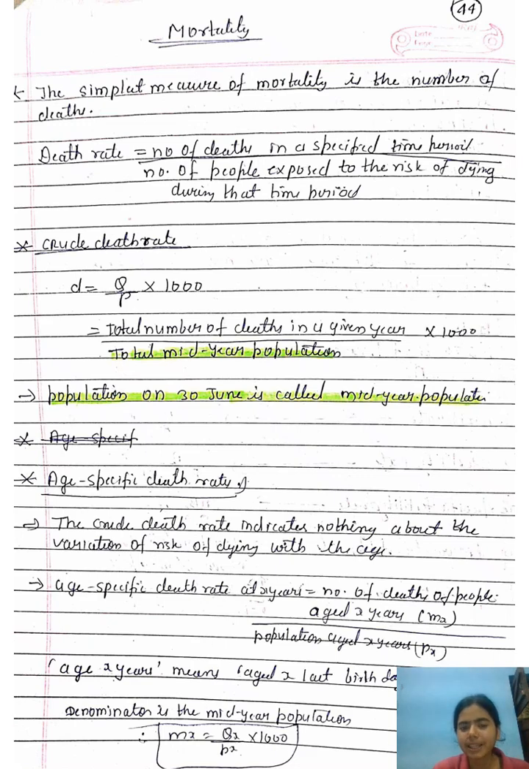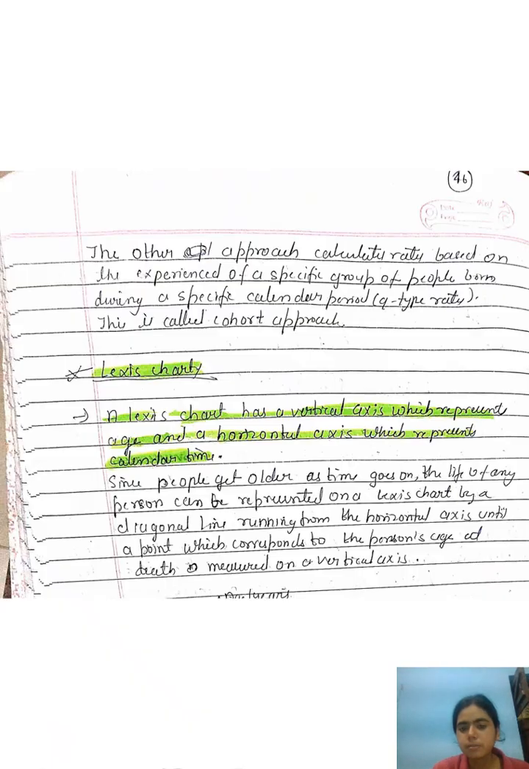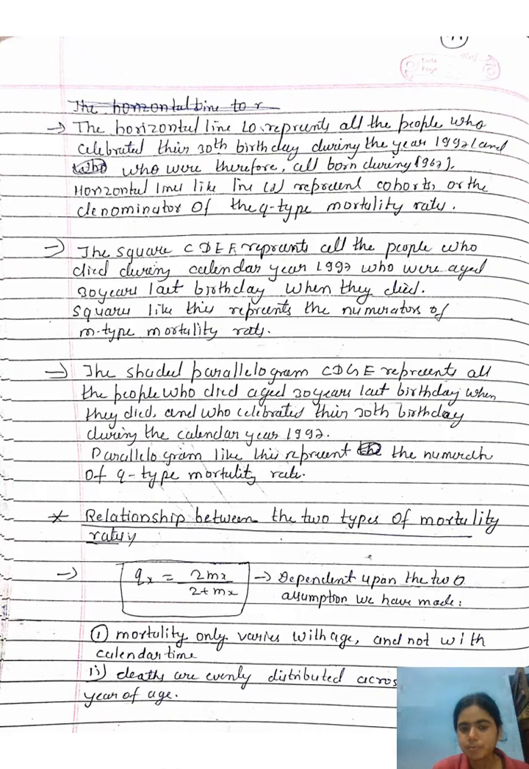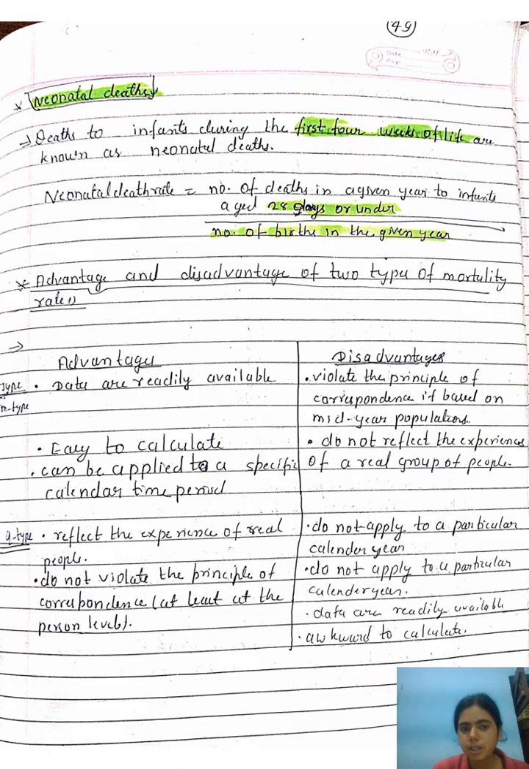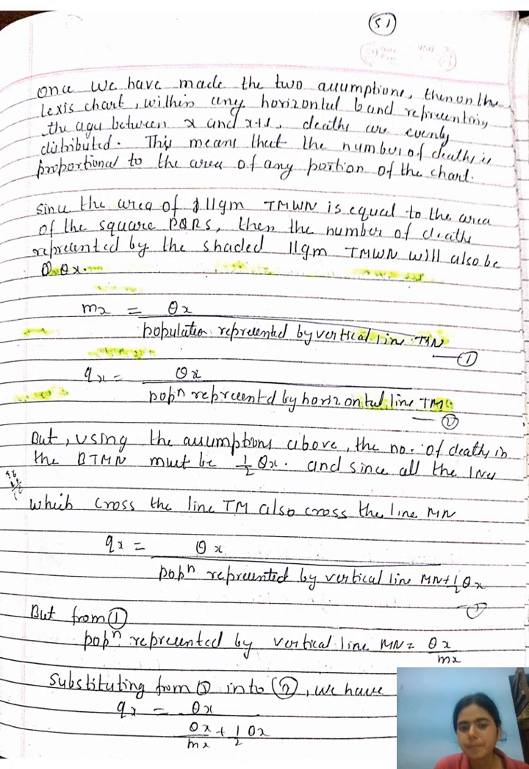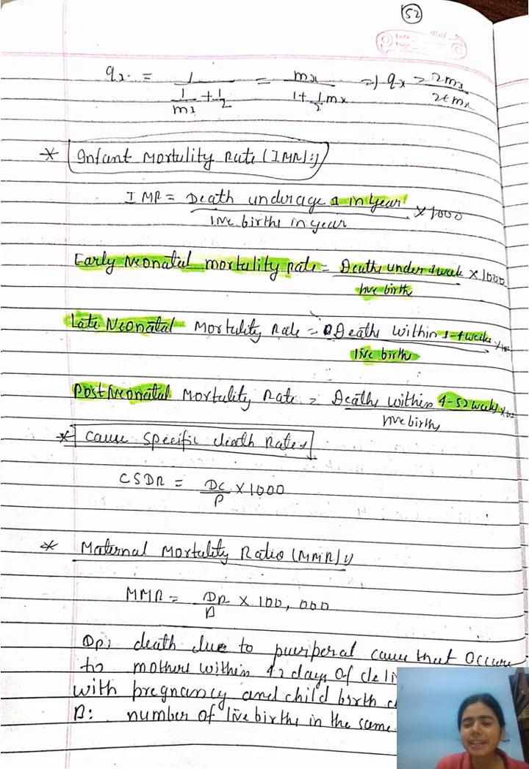These are the formulas for death rate and age specific death rate. Neonatal death refers to deaths of infants during the first 4 weeks of life, like deaths under 28 days divided by the number of births in the given year. Like these are the same. You can skip. Infant mortality is deaths under a year by live births in a year.